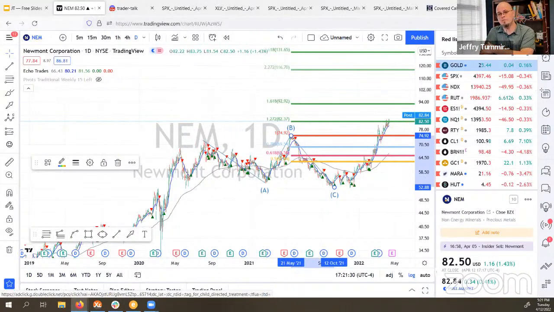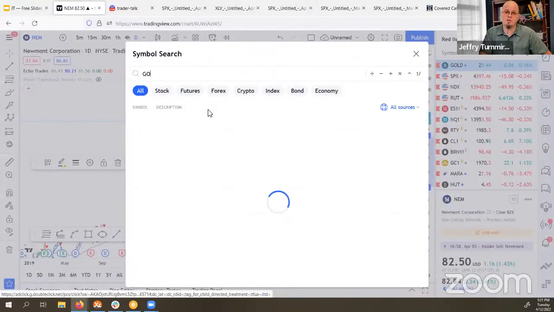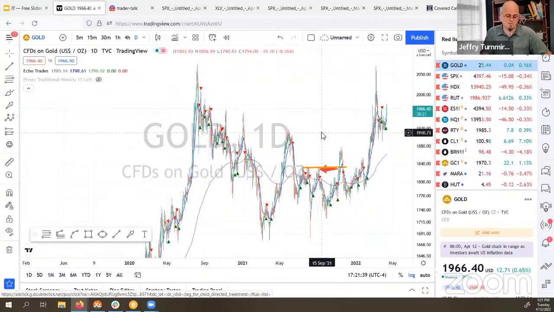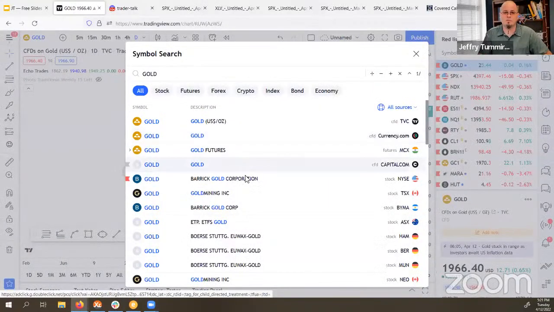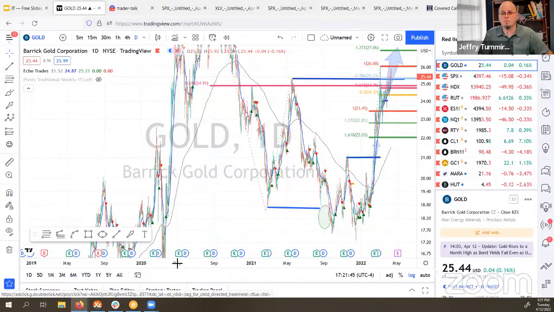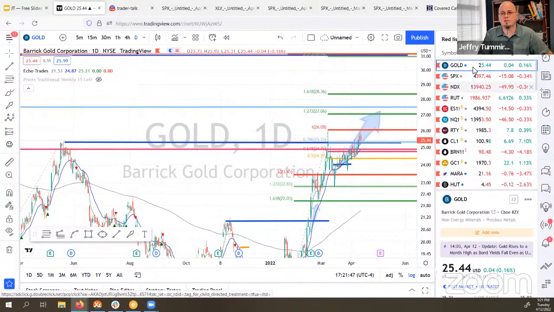All right. Let's try prices on GOLD. I have the $23 January 23 call. GOLD, the metal, GOLD, Barrick Mining. And it's highlighted up there.